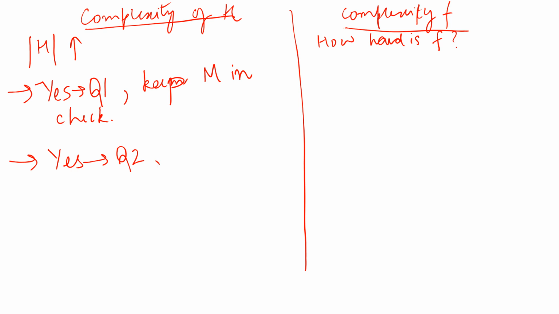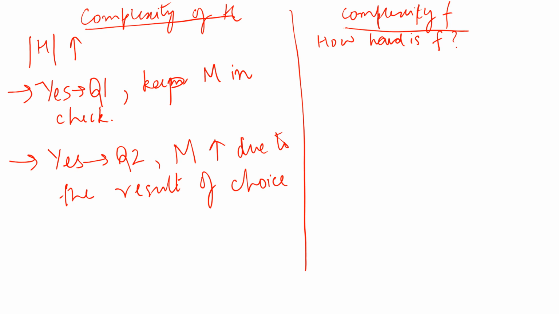So if there's a yes for question two, m goes up due to the flexibility, or as a result of choice. So you have to pay the price of increased complexity. Although we haven't jumped to the exact impact of complexity, we can tell it's not really good, because m goes up, and that means it's bad for question one. So there is a trade-off happening here as a result of the complexity of h.